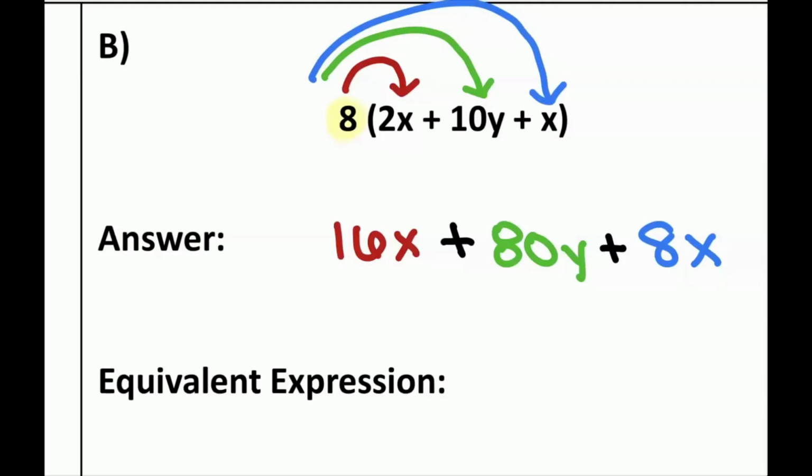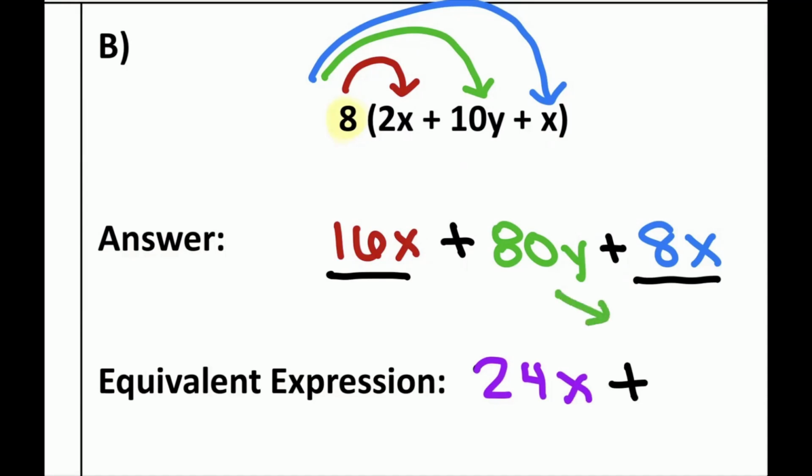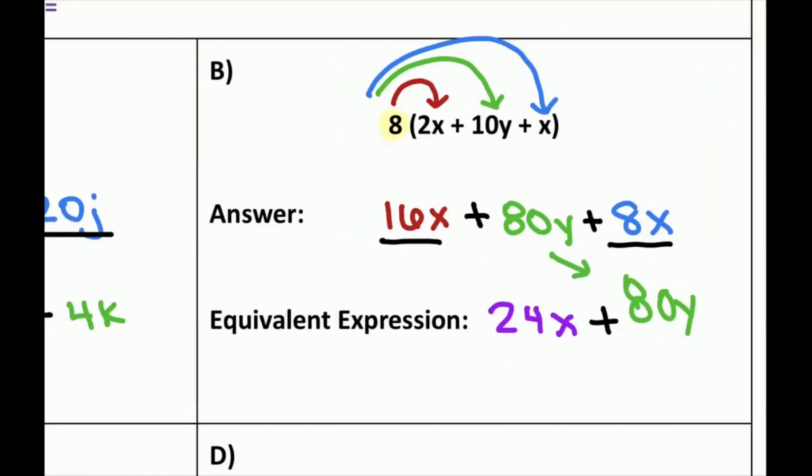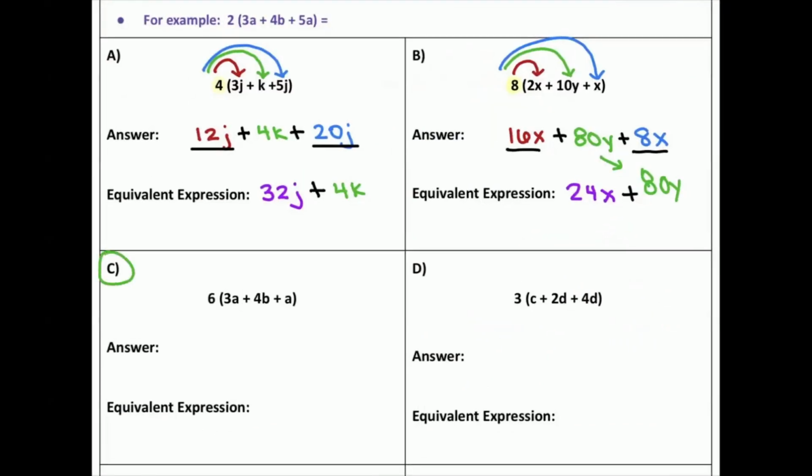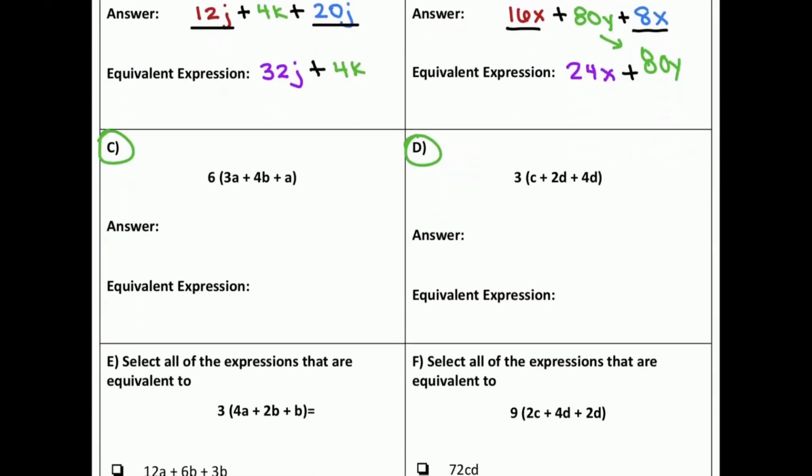For example B, here's what you should have gotten for your first answer. Then we can combine our terms that have the same variables, which are x. We have 16x plus 8x, that's 24x, plus we'll bring down our 80y. And we can write our terms in alphabetical order, so x comes before y. Go ahead and complete C and D on your own, then come back to the video. The video will not check those answers.